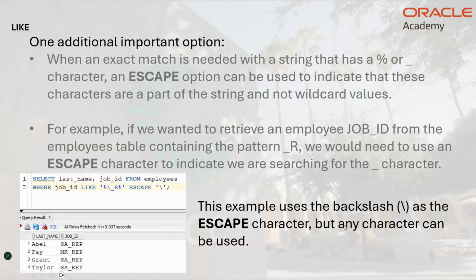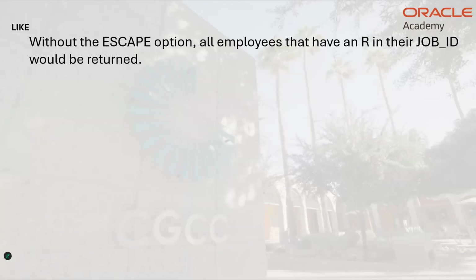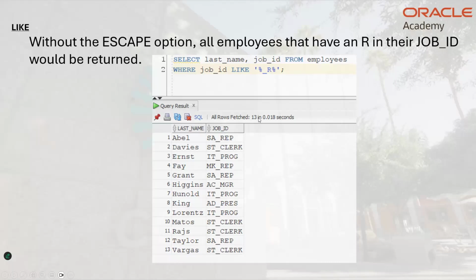So as I said, this example uses the backslash as your escape character. You have to identify it and then tell the system that this underscore is not a wildcard. It's a character that you need to find. All right, enough of that. If you don't use the escape, obviously you get something that you don't expect in that query. I'm just showing you that there. This is probably not what you're looking for. Well, it's obviously not. All right.